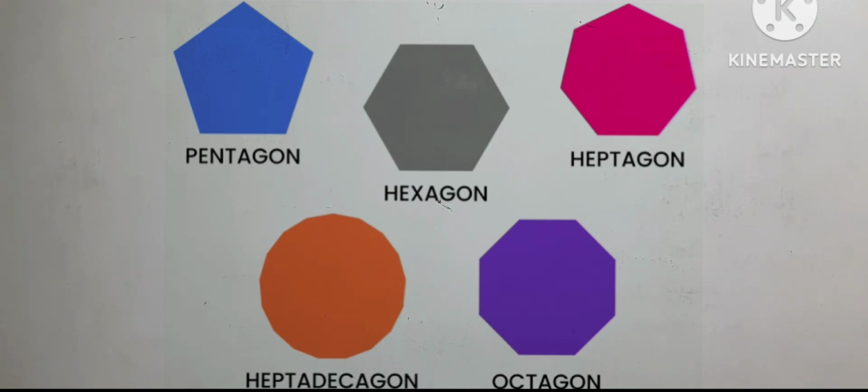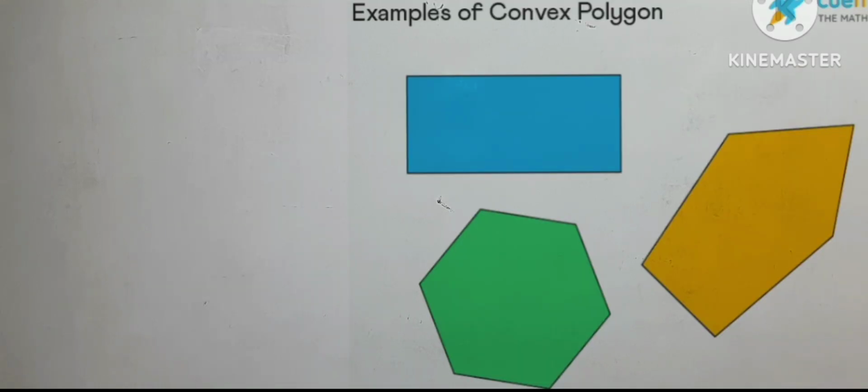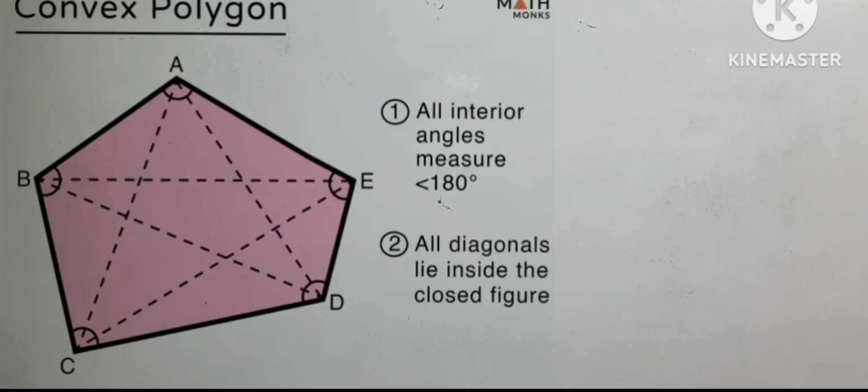Now sir, how to identify whether they are convex polygons or not? If you see the diagram available to you, the conditions say that all interior angles should be less than 180. First condition. Second condition, all diagonals should lie inside the closed figure. All are inside the closed figure. What do you mean by this?